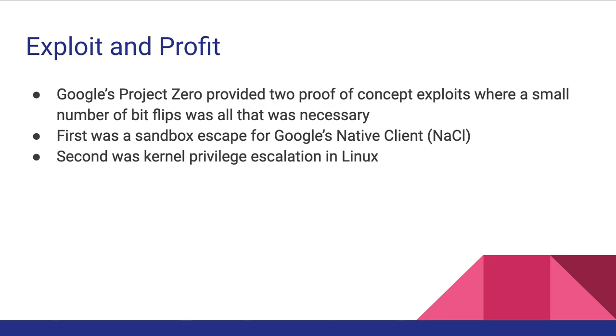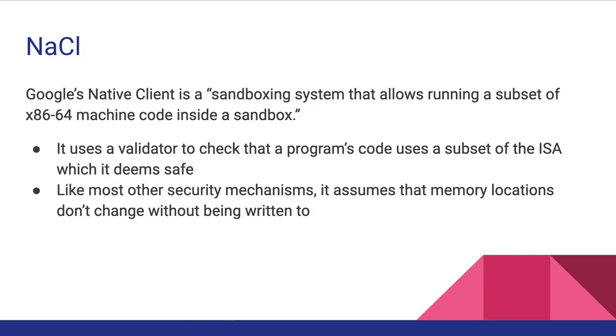So they took these strategies and they managed to produce two working exploits. One is for Google's native client, and the other one was a kernel privilege escalation in Linux. So native client is Google's sandboxing system that lets you run untrusted applications that are written for x86-64 and other architectures. As it's running, it uses a validator to check that the program's code is safe, and it uses a subset of the instruction set, which they believe is safe. Like most other security mechanisms, it makes the assumption that if memory is written to, it does not change unless it's written to again.